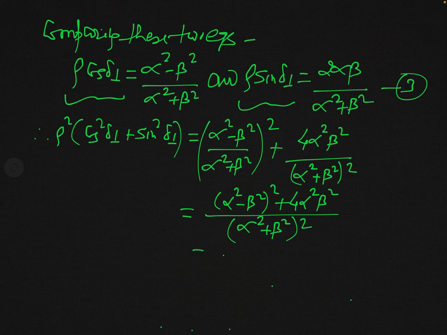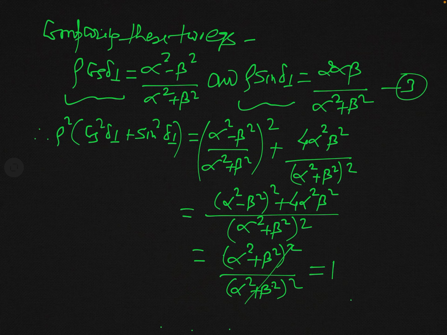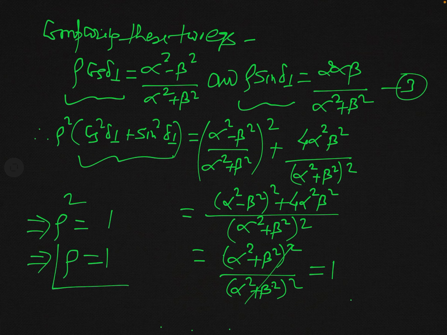this will be alpha square minus beta square whole square plus 4 alpha square beta square. And this alpha square minus beta square whole square plus 4 alpha square beta square is simply alpha square plus beta square whole square, over alpha square plus beta square whole square, and this will be equal to 1. So we get the result rho square equal to 1, and so it is found that rho is equal to 1. So the unknown constant which we have assumed here is simply equal to 1.